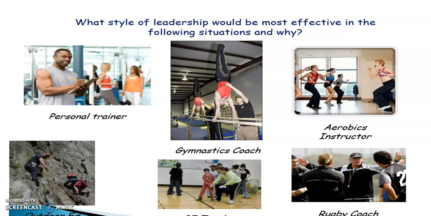Okay, so the gymnastics coach, for example, they're autocratic leaders because they are helping. They're not giving them any leeway. They are helping them because the activity is dangerous. Okay, it's got high risk.